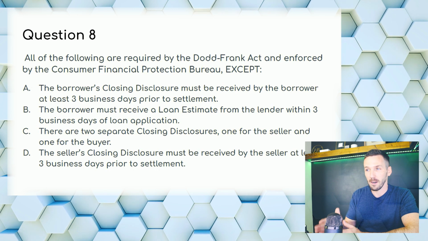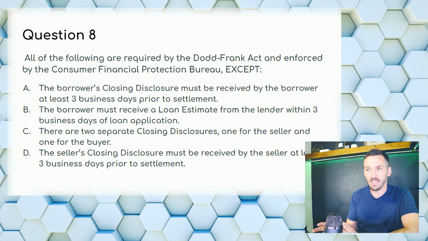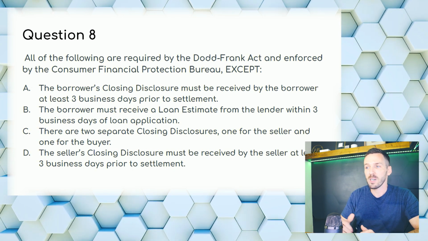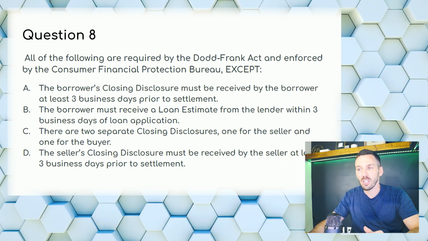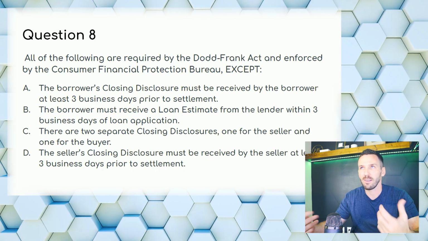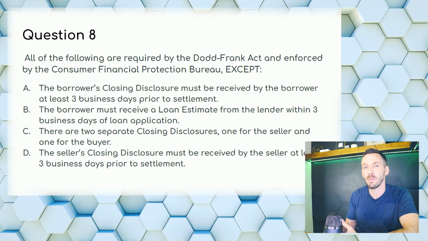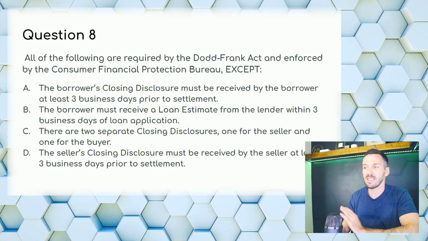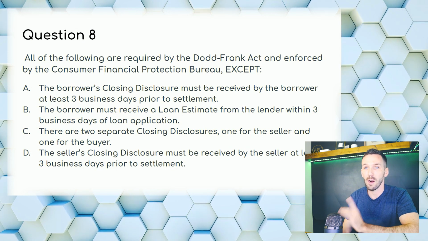This one is pretty hard. B and C are fairly obvious, but you do need to really think about A and D here. So the borrower is the one that needs the CD earlier so they know all their fees. The seller doesn't really need to know, or it's not as important because they aren't the ones paying most of these fees. Therefore, D is the answer. The seller doesn't need it 3 days prior. The borrower does.